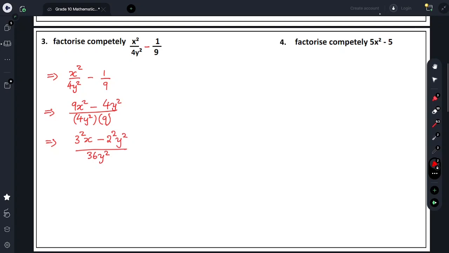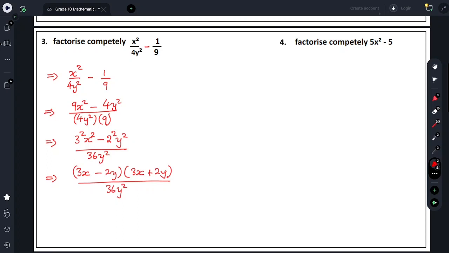Okay, so now what we are going to take note of is that the numerator here is a difference of 2 squares. There's a square here which I forgot. So we can rewrite it as 3x minus 2y, in brackets. Then again we open, 3x plus 2y. Then we say over 36y squared.